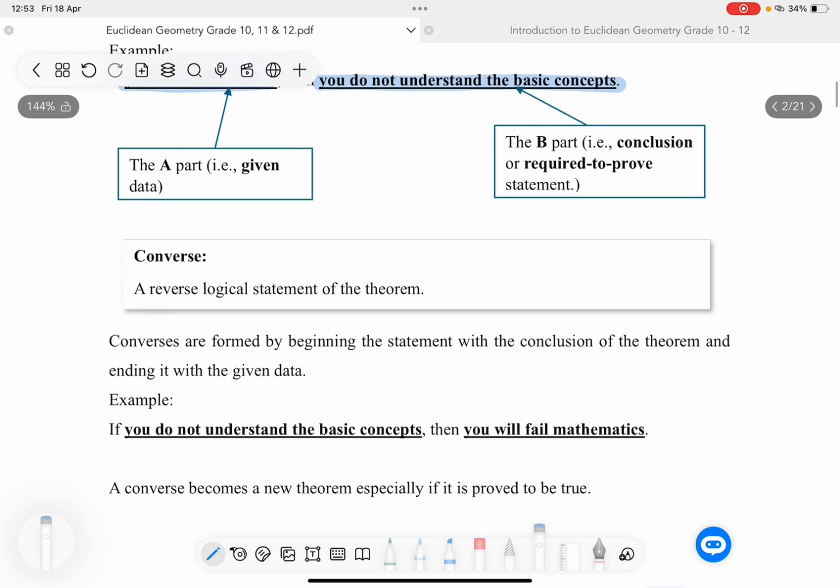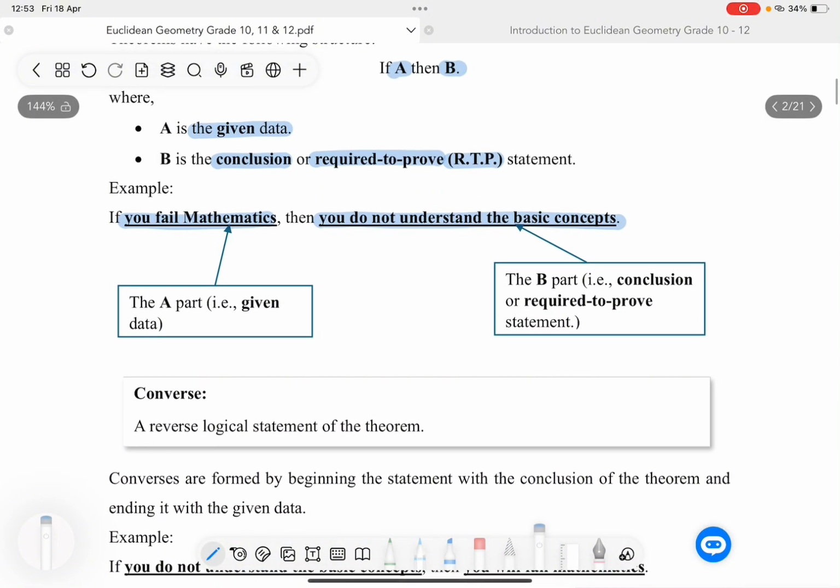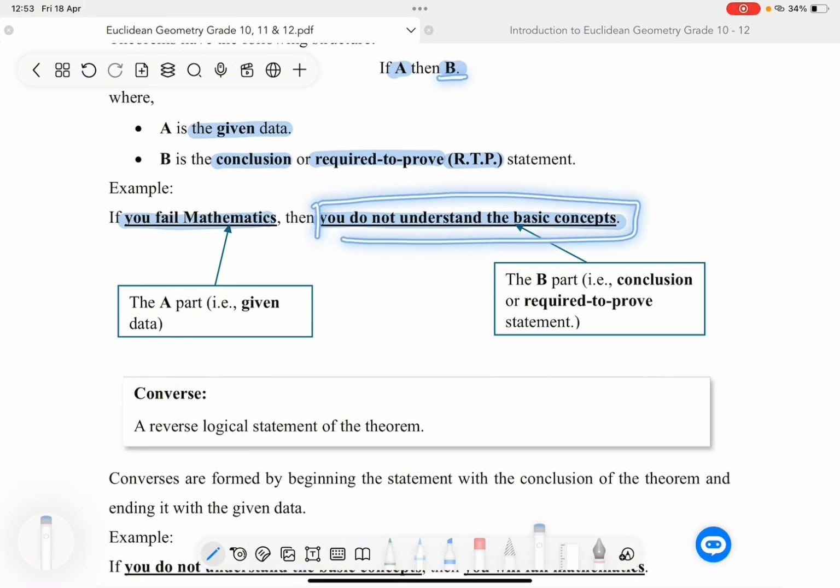Theorems have what is called converses. A converse is simply a reverse logical statement of a theorem. In other words, we take the theorem that we have and we write it in a reverse way. That means we take the B part and make it the A part, and we take the A part and make it the B part. So we'll begin our statement with what used to be the B part of our theorem and conclude what used to be the A part.